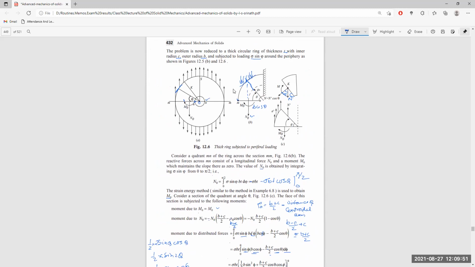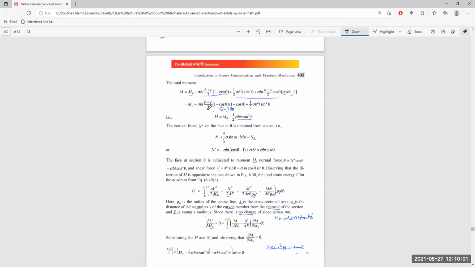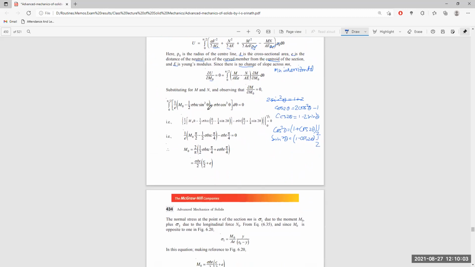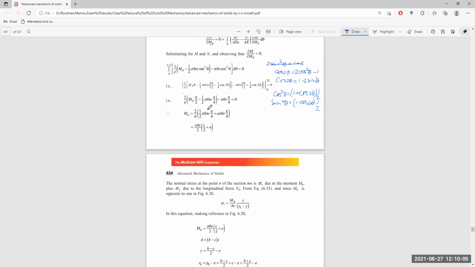Or here. This is the normal stress at the point here, and the normal stress at the point here and here. Both are the same. The normal stress at the point N of the section is sigma 1 due to the moment M0, plus sigma 2 due to the longitudinal force N0.